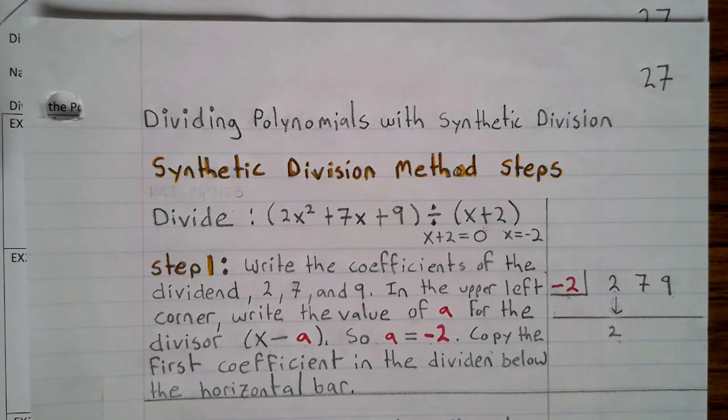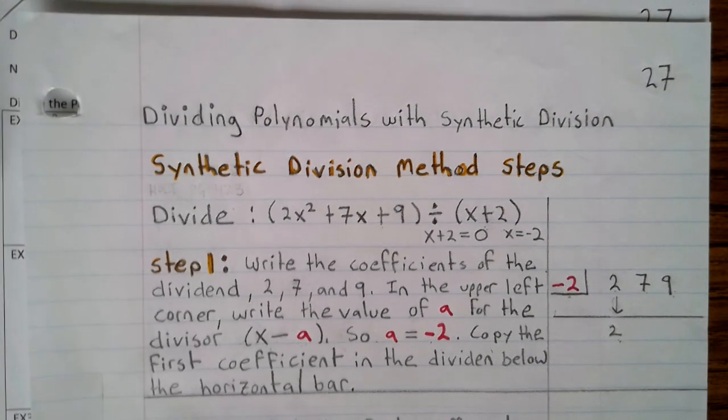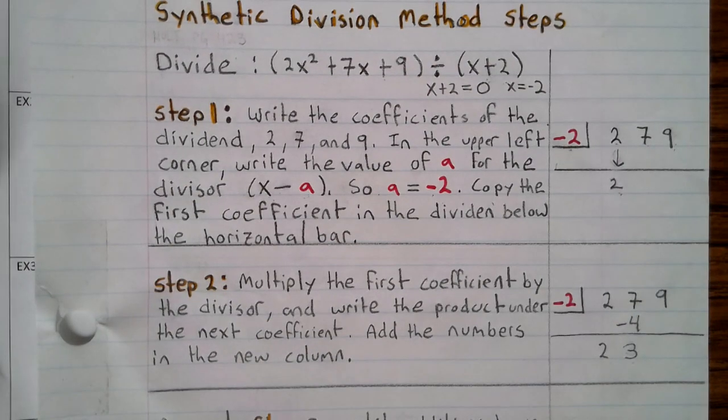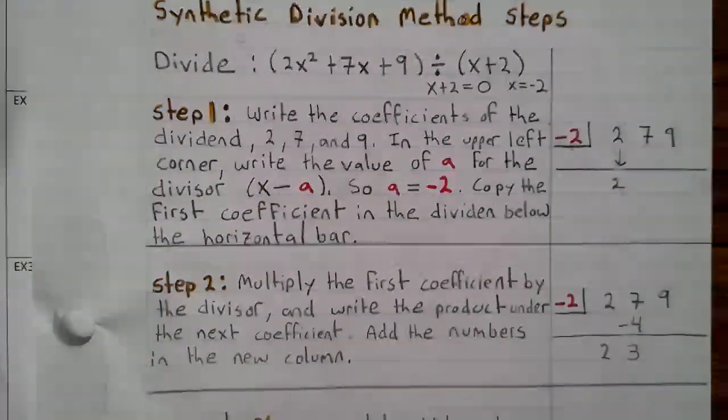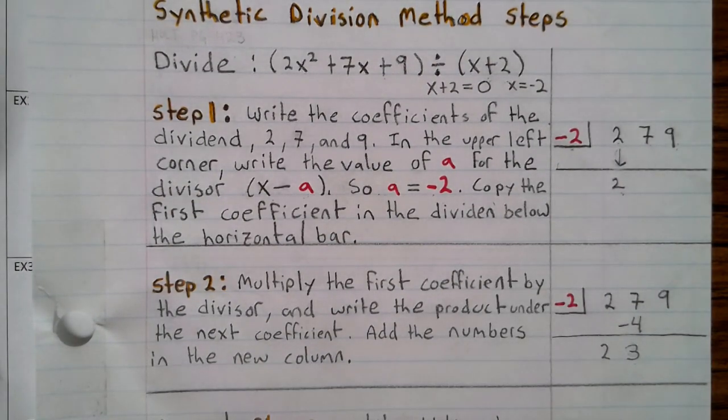Synthetic division method steps. So let's look at when we divide 2x squared plus 7x plus 9 divided by x plus 2. Step 1. Write the coefficients of the dividend 2, 7, and 9 in the upper left corner. Write the value of a for the divisor x minus a, so a equals negative 2. Copy the first coefficient in the dividend below the horizontal bar.